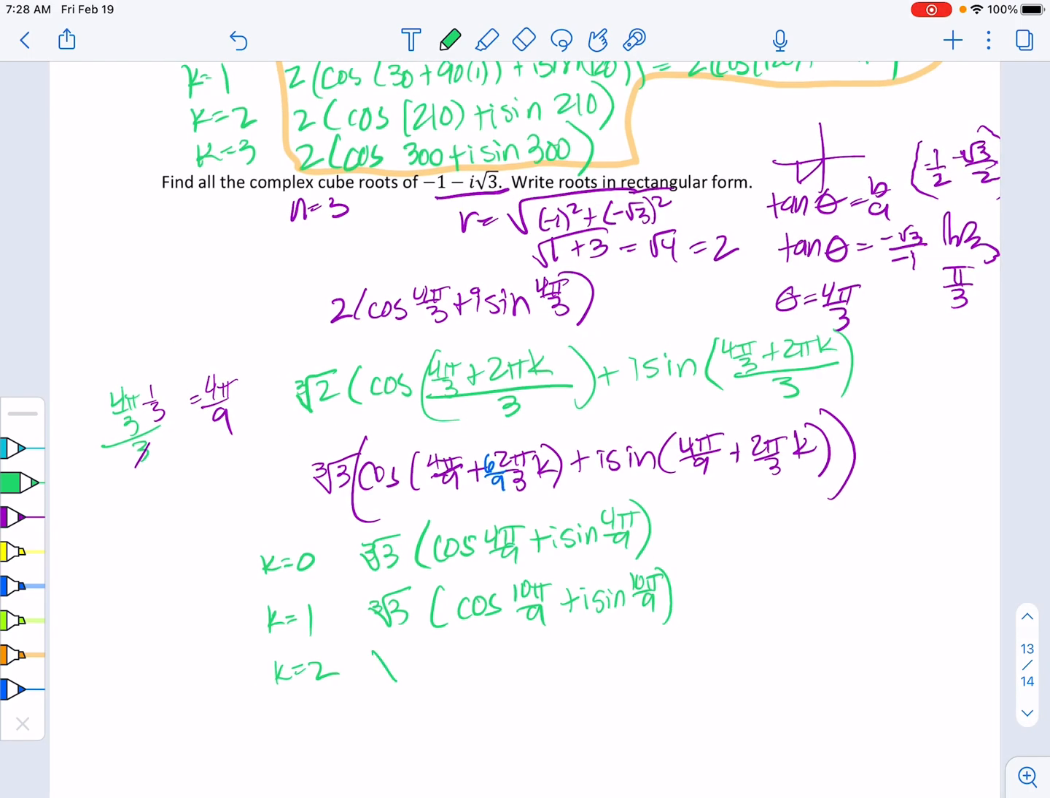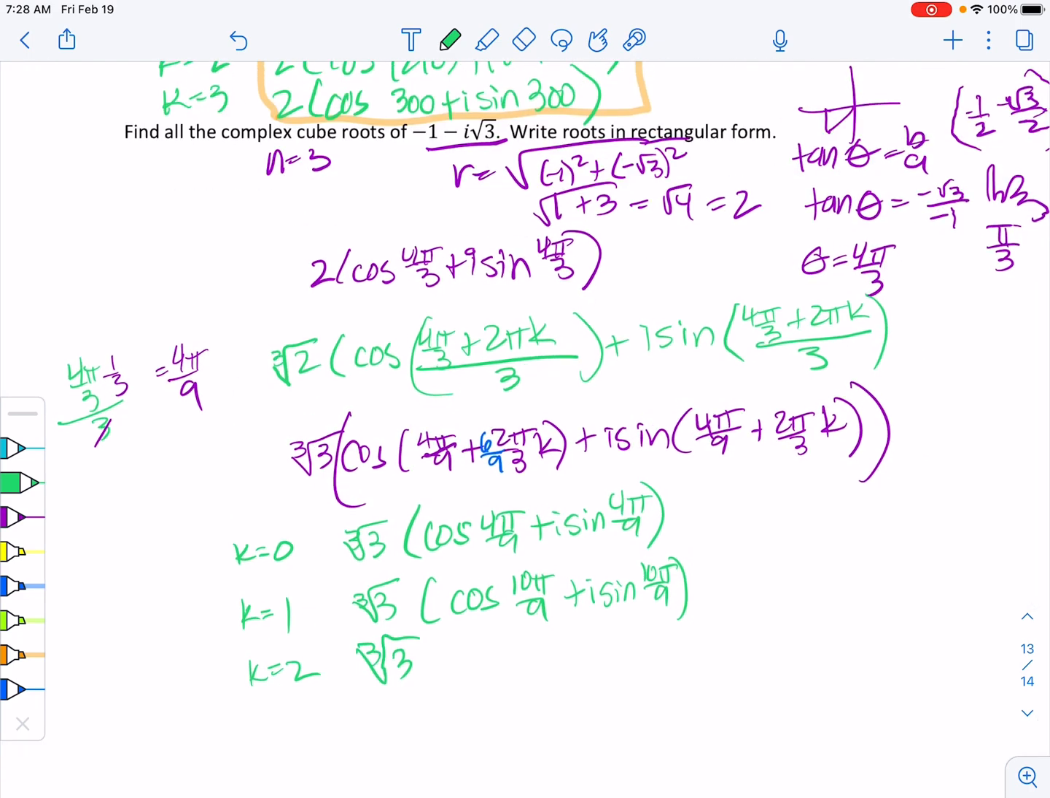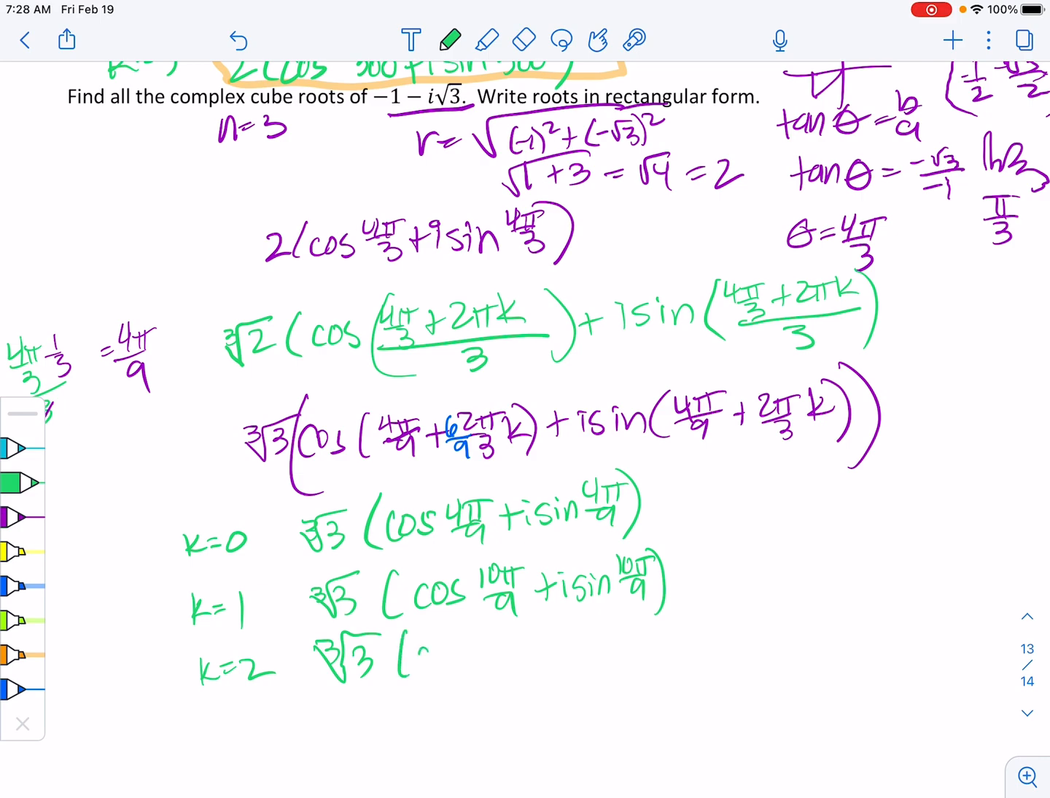And then we're going to have the cube root of 3 times the cosine of, we're going to take 10 pi ninths and add another 6 pi ninths to it. So that gives us 16 pi ninths, plus i sine of the same thing. So now we want the roots in rectangular form. So what I'm going to do is I'm going to evaluate each one of these.